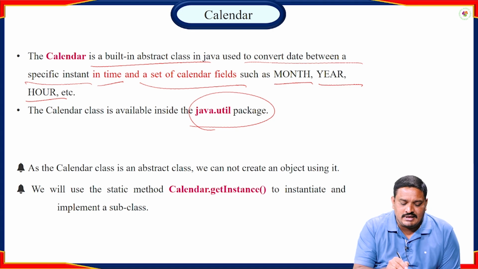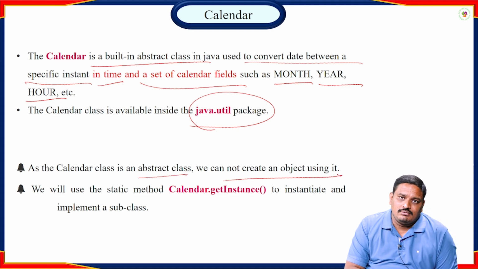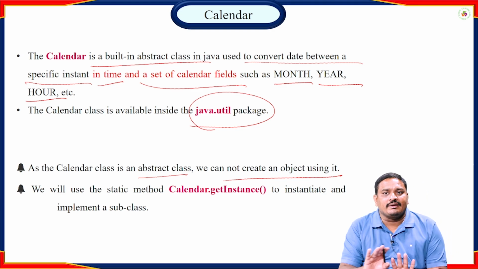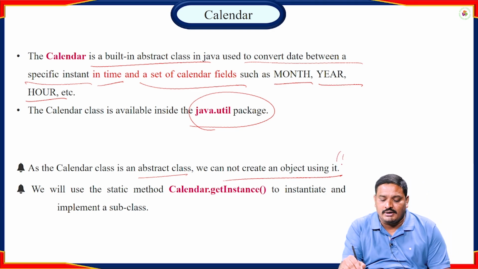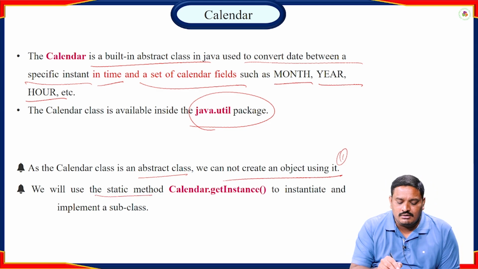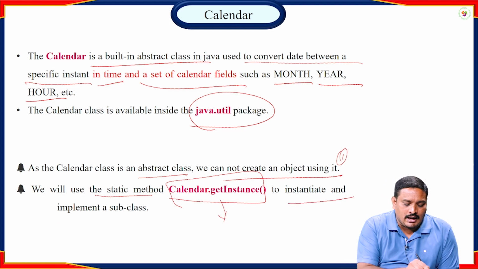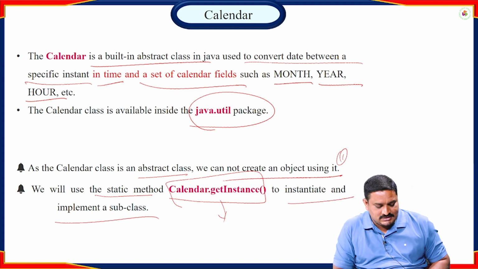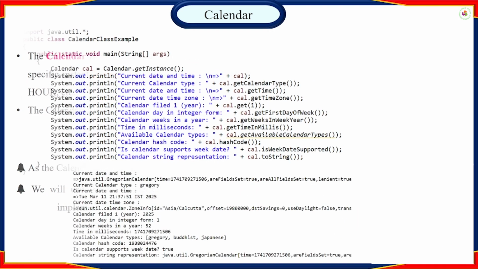Remember these two things in the Calendar class. The Calendar class is an abstract class, so we cannot create any object by using it. In this class, we cannot create any object under the Calendar class. That is the first important thing. The second one is by using the static method, Calendar.getInstance, to instantiate and implement the subclasses. That is the Calendar class.